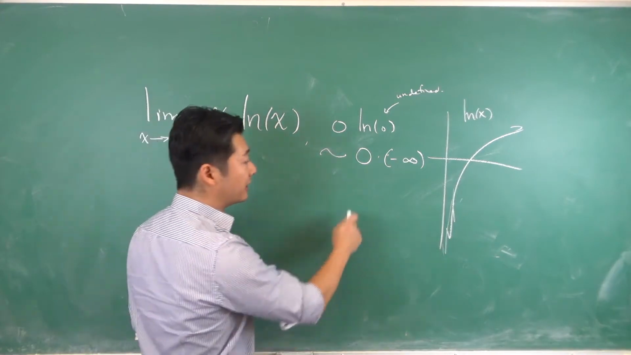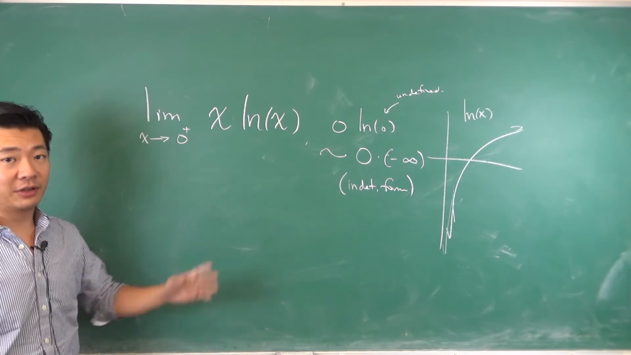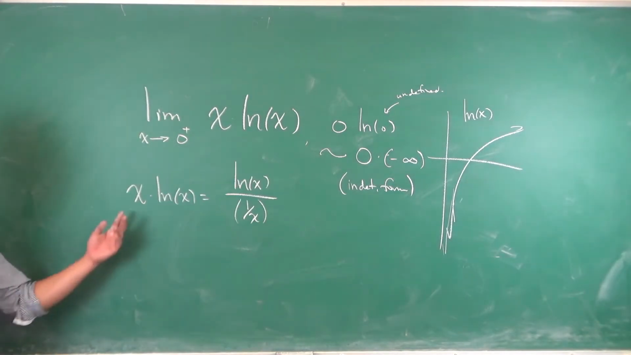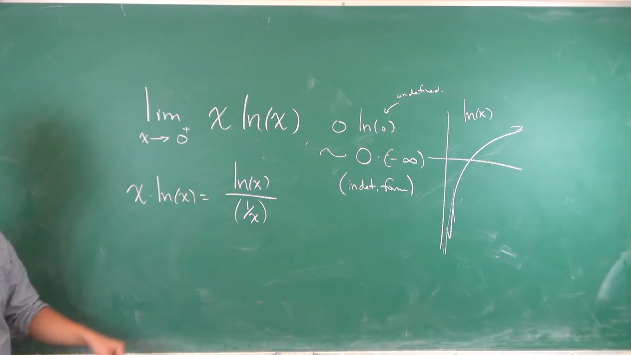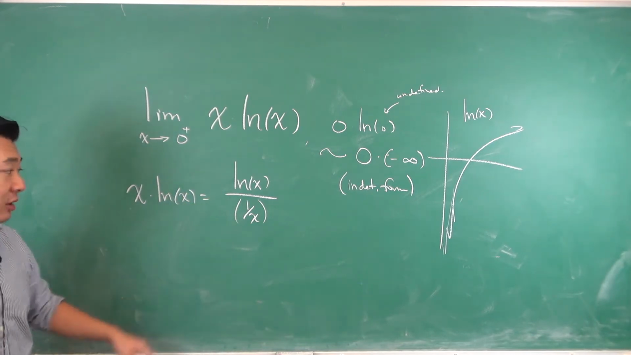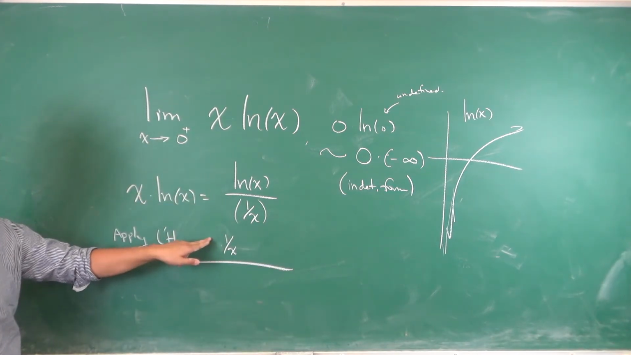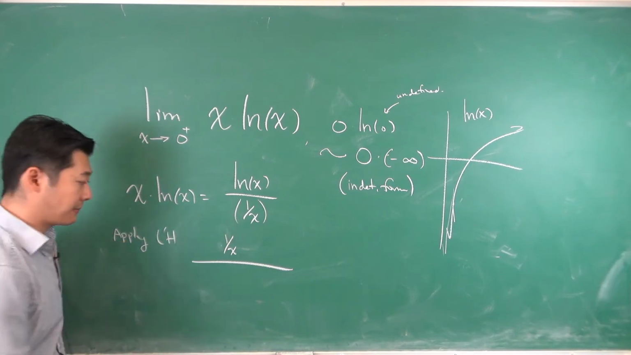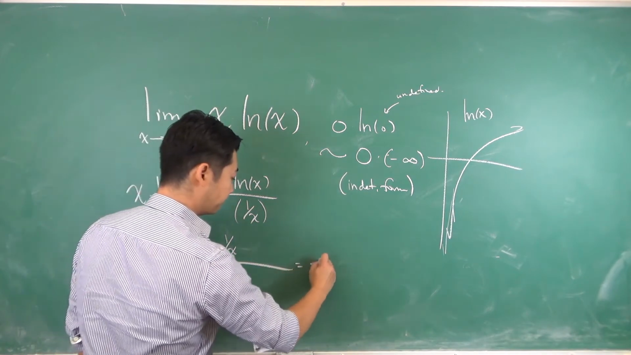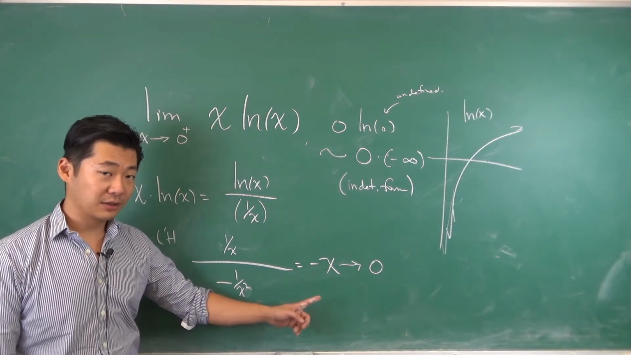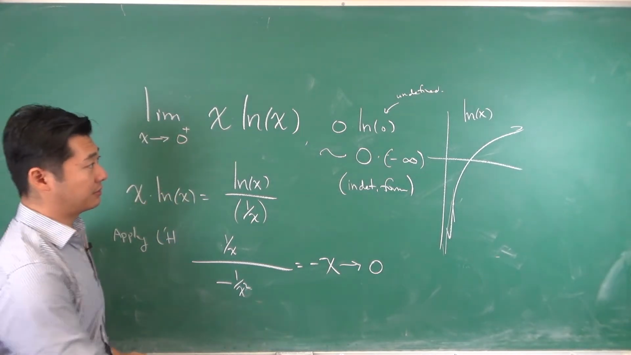But 0 times infinity is another indeterminate form, and we can manipulate this equation so that we can apply L'Hopital's rule. Namely, x times natural log of x is the same as natural log of x divided by 1 over x. And now we apply L'Hopital's rule so that the derivative of natural log is 1 over x, and the derivative of 1 over x is negative 1 over x squared. This simplifies to negative x, and as x goes to 0, negative x goes to 0. So this limit is equal to 0.